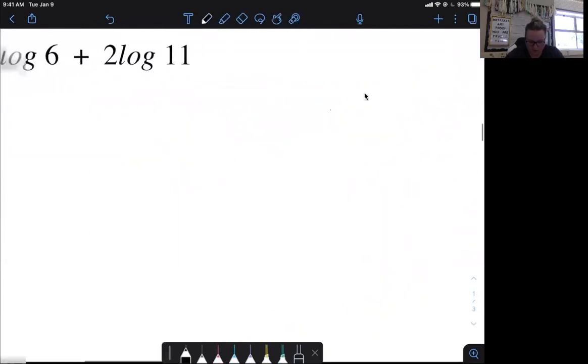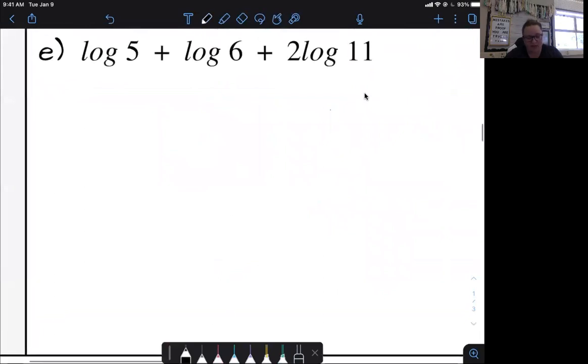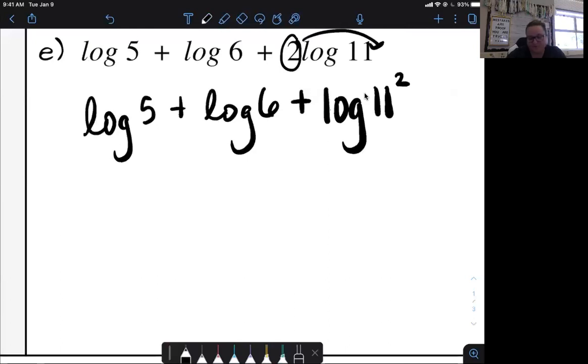All right, so now let's do some more complicated ones. So we have the log of 5 plus the log of 6 plus 2 times the log of 11. So we have the log of 5 plus the log of 6 plus, I'm going to bring that 2 that's out in front and make it an exponent of the 11. So I get the log of 11 squared.